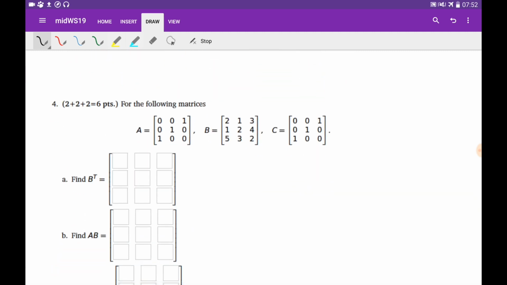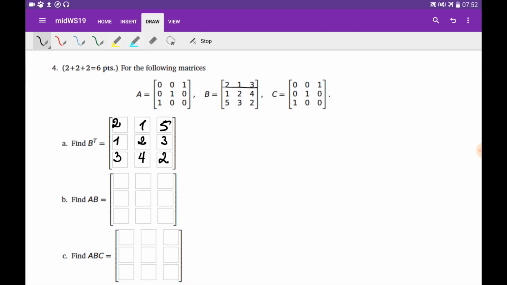So for the following matrices, we need to do the operations. We first of all take the transpose of B. It is obtained by writing down every row of this B as a column. It's going to be 2, 1, 3, 1, 2, 4, 5, 3, 2.